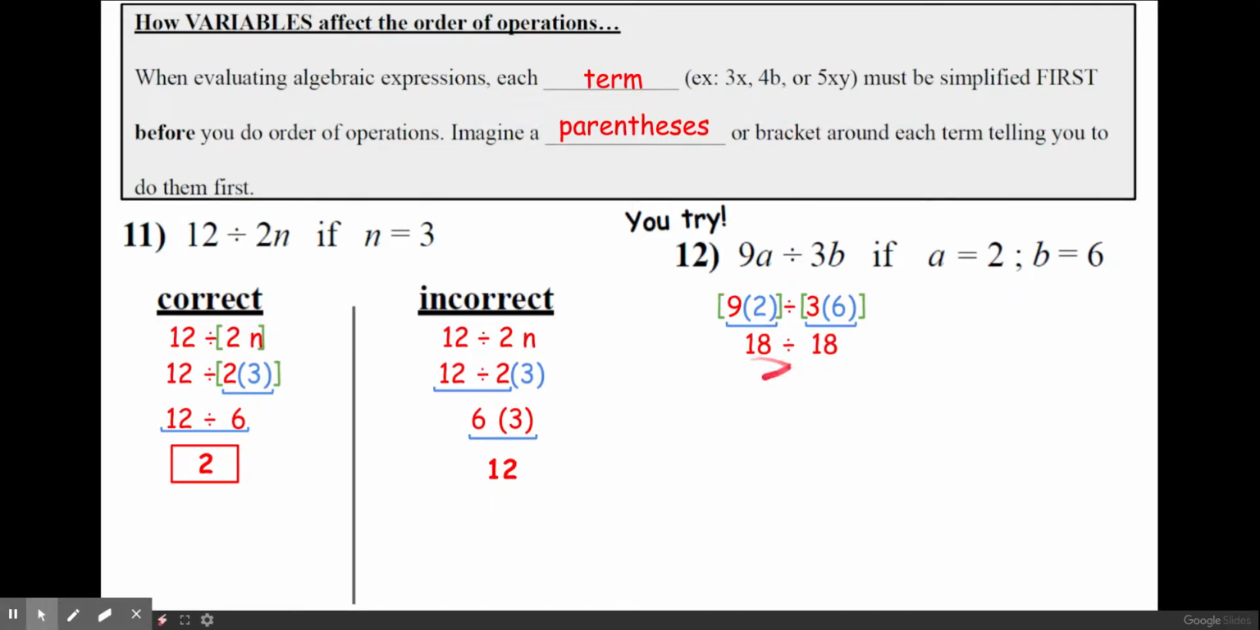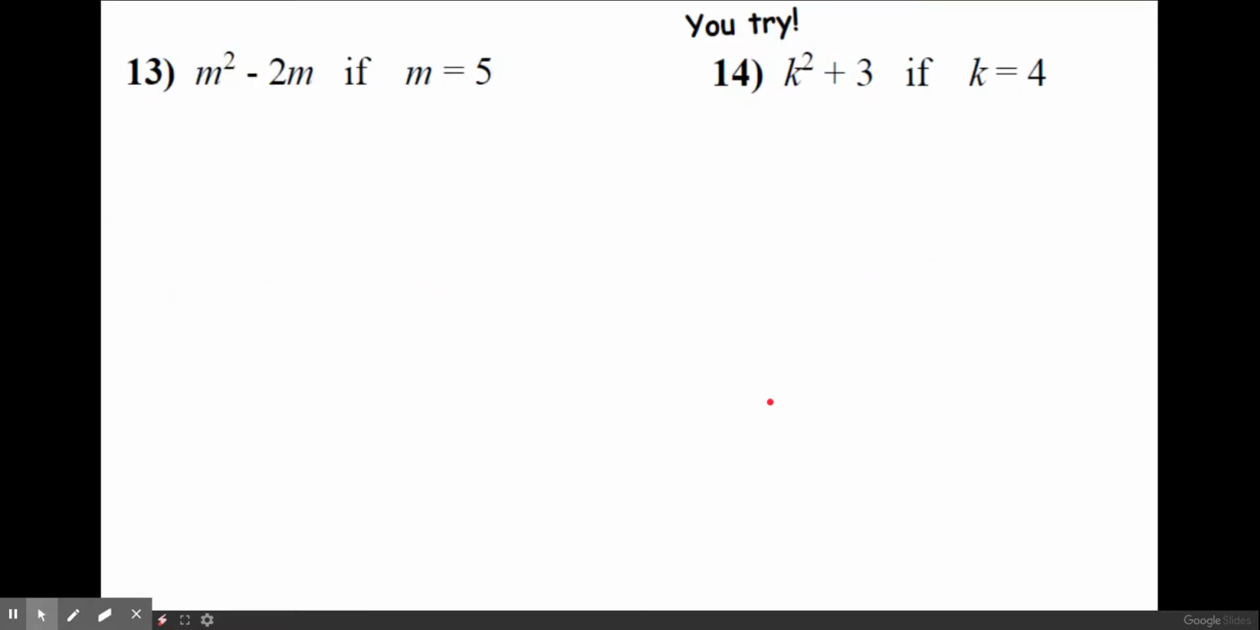So now we have 18 divided by 18. Bring down the division sign. 18 divided by 18 is just 1. So that is our answer. Let's go ahead and try another one.